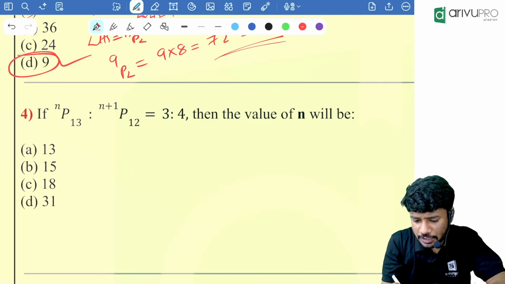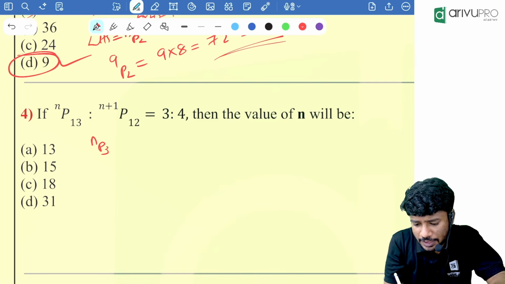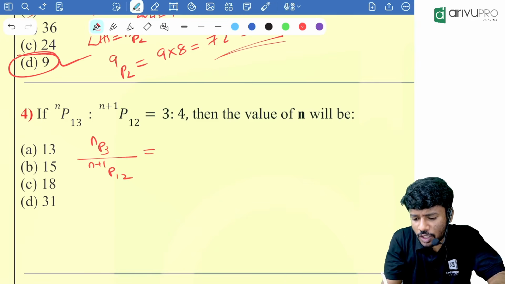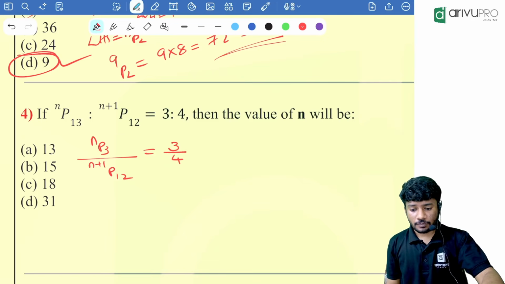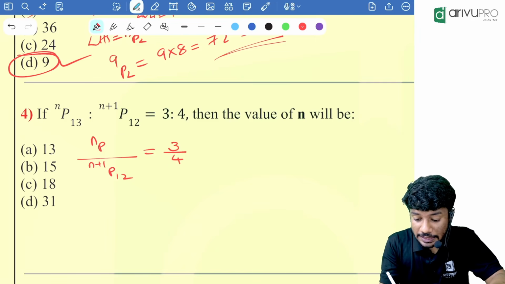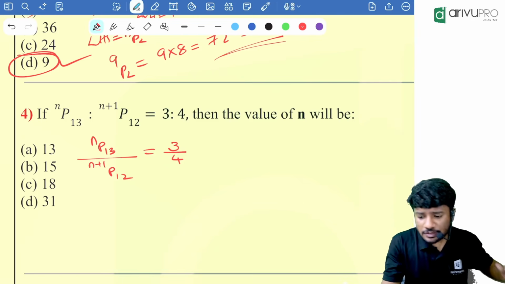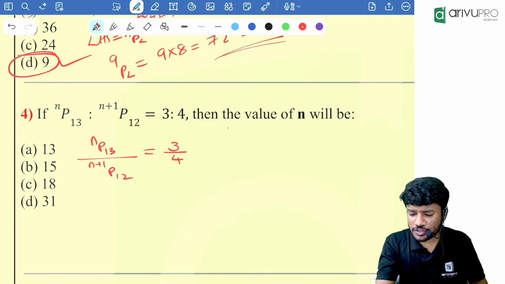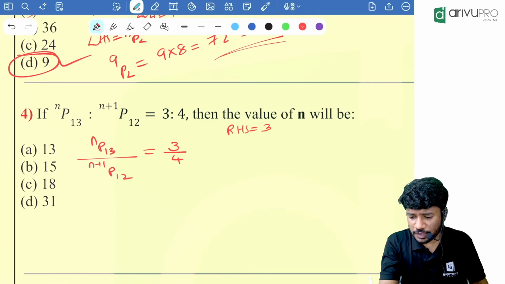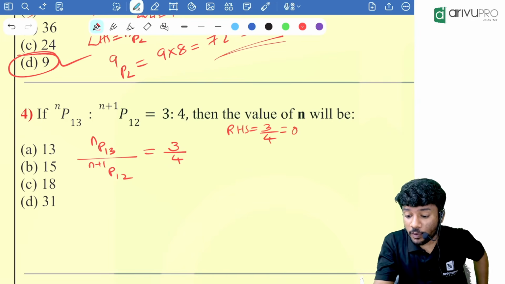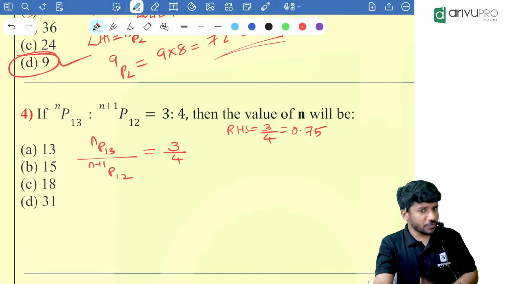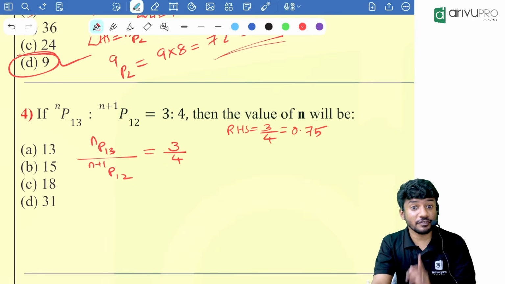nP3, I will write. nP3 is 2 means what? A division. Divided by (n+1)P12 is equal to how much, people? 3 divided by 4. nP13 divided by (n+1)P12 is equal to 3 by 4. You tell me what is the RHS? 3 by 4. As a decimal, you tell me. 0.75. Now we need to hit the option so that we will get 0.75 on the LHS.